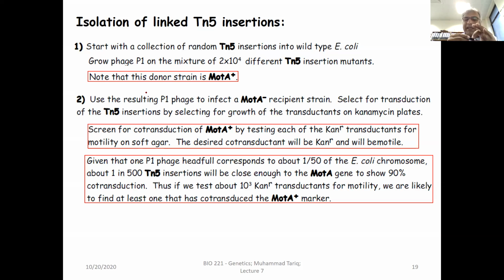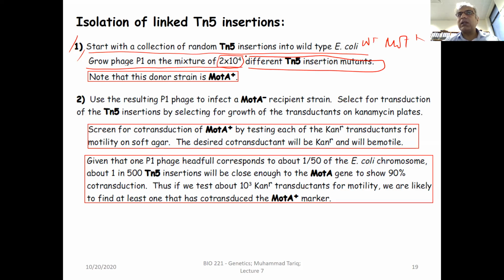Yes, sir. So I'll explain once more. I explain you what is written in your notes. So you will start with TN5 insertion of E. coli, which is wild type E. coli, mot plus, it's not a mutant. You grow minimum 2 into 10 to the power 4 phages. You remember why? Okay, this is what the population was. 2 into 10 to the power 4 was the TN5 population. And again, I would like to emphasize this strain of bacteria which carries TN5 is wild type for motility gene.